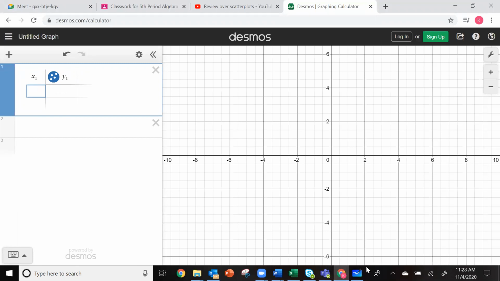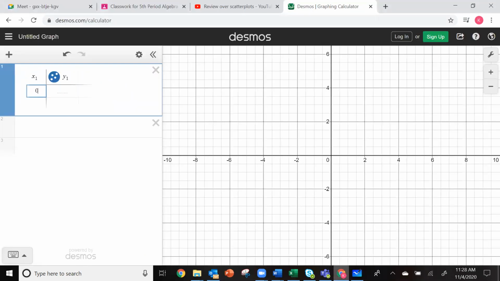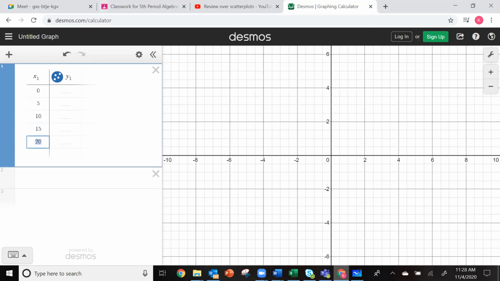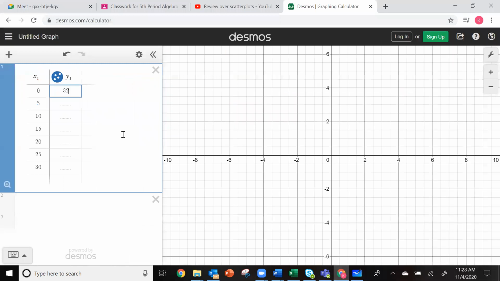Now, X1, that's where I'm going to put those X numbers right here, starting at 0, 5, 10, 15, 20. So let's go back and put in there 0, enter, 5, enter, and so on, 25, enter, and 30. Then I'm going to click over here in the Y1 spot. We're going to put those numbers right here in the Y spot. So what is that? 32, 41, and 50. Let's do that. 32, enter, 41, 50.